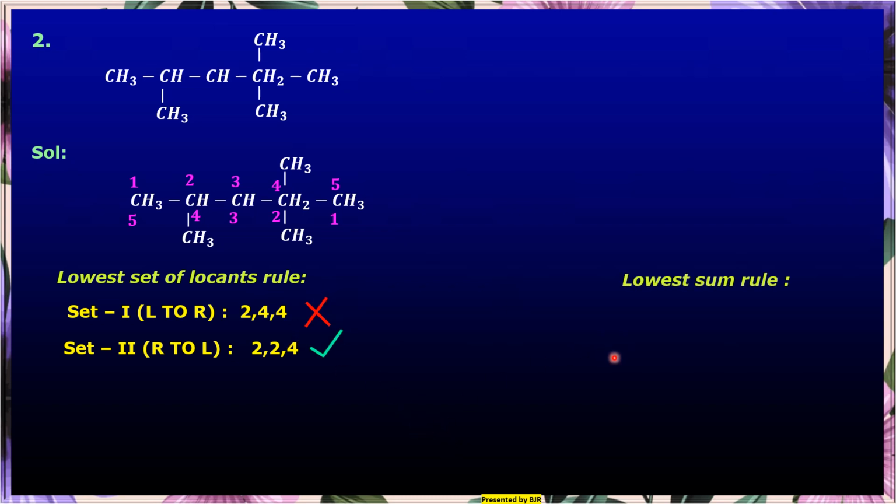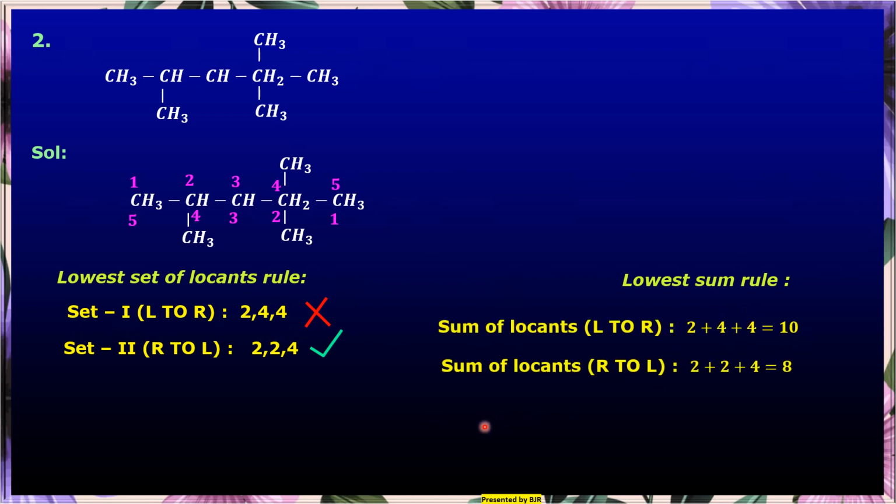And let us go for the lowest sum rule. From left to right, 2 plus 4 plus 4 we get 10. From right to left, 2 plus 2 plus 4 we get 8. So the lowest sum rule also gives the same result in this case. So we have to give the numbering from right to left. Numbering from right to left is correct.